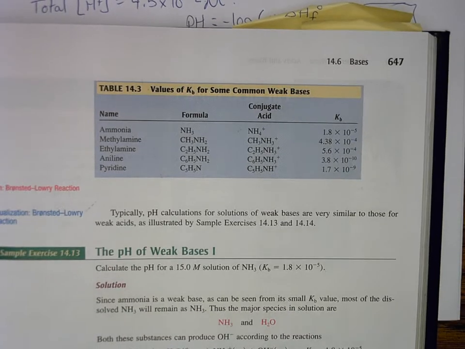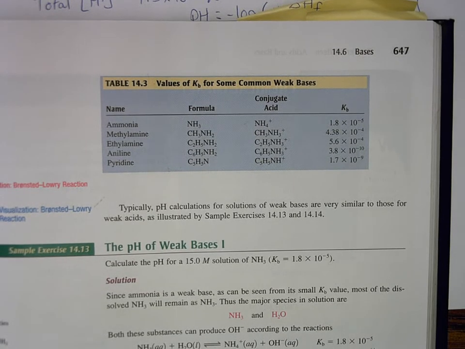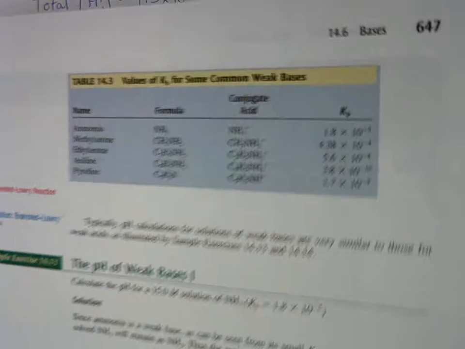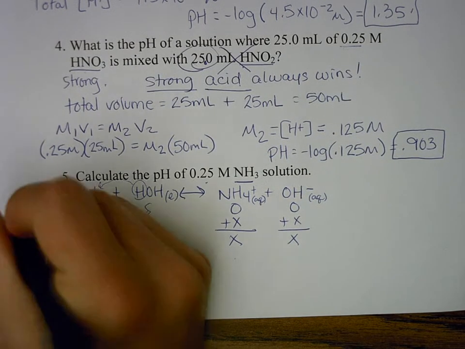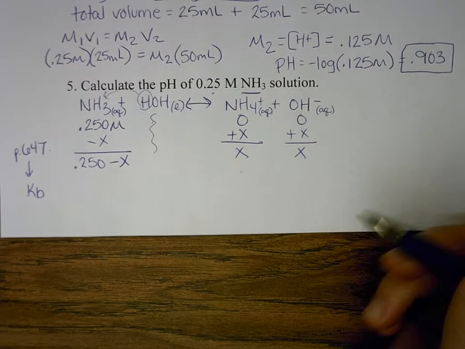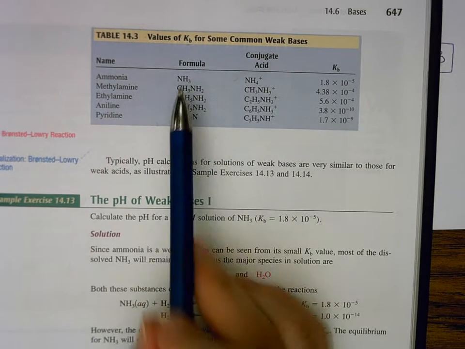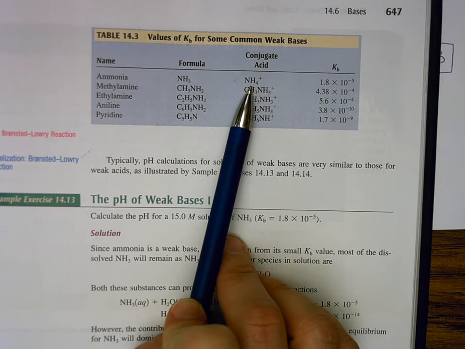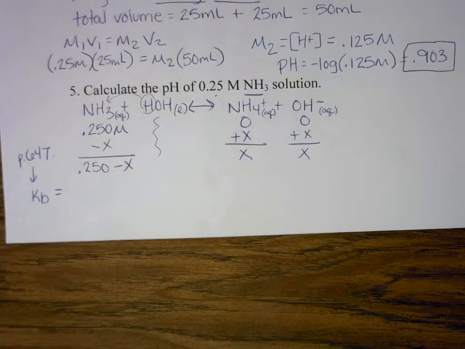We haven't really talked about Kb so much, but it's really the exact same thing as Ka. It's just specific to the equilibrium expression for bases instead of acids. So Kb values are on page 647. If you're dealing with a base, you need to look up the Kb value for NH3, which is ammonia. The formula for the base is NH3. Its conjugate acid is NH4 plus, because after it gains the hydrogen from the water, we drew that. And then the Kb is 1.8 times 10 to the negative 5.